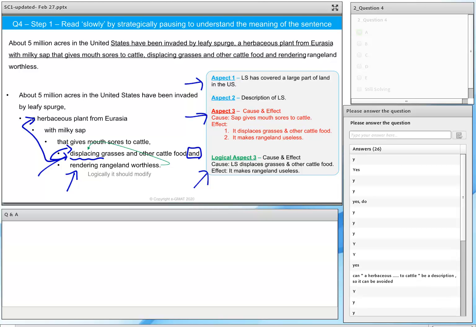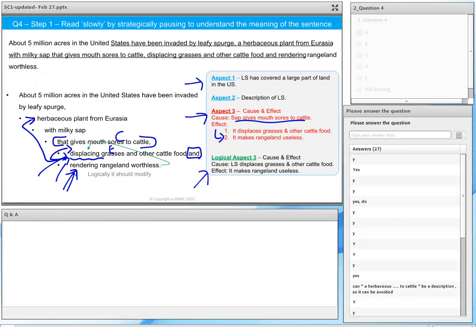In fact, both of these, displacing and rendering, are modifying this particular action over here, that it gives mouth sores. And that is precisely the reason why the sentence is illogical. Do you understand? So this is the cause and this is the effect. As we see, sap gives mouth sores to cattle, and this is the effect. That is how the sentence is saying. But that is not what we want, right? Okay.